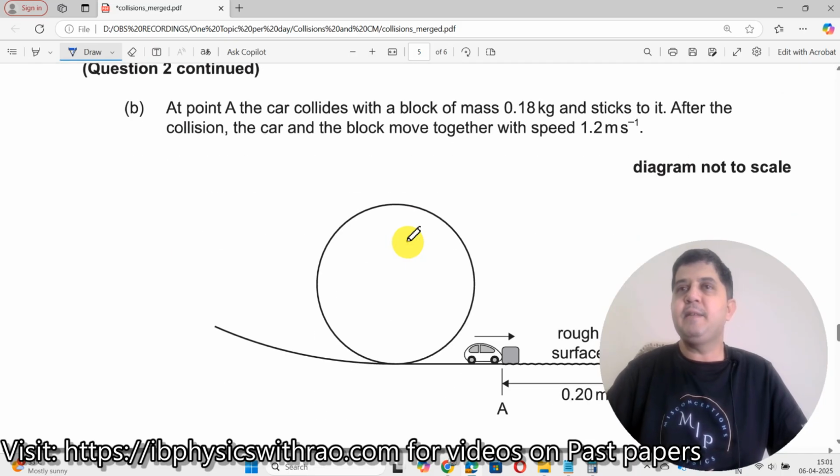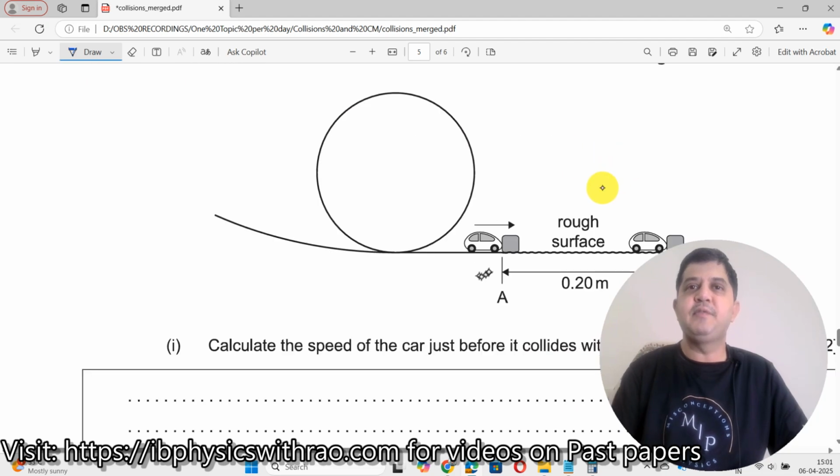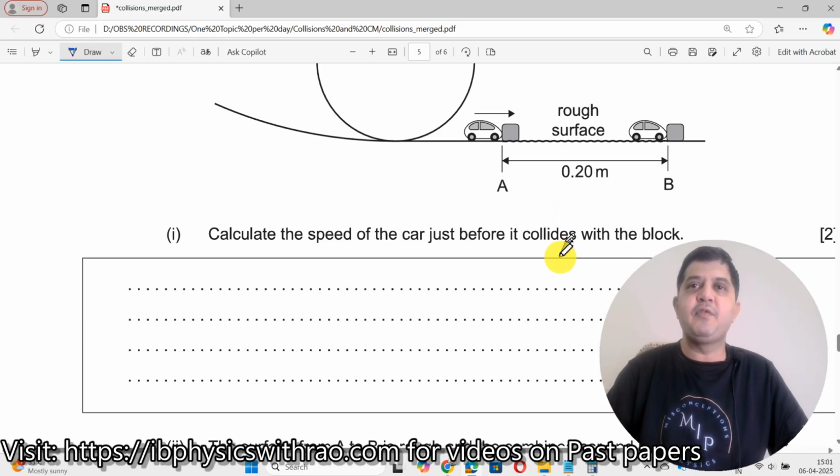At point A, the car collides with the block of mass 0.18 kg and sticks to it. After the collision, the car and the block move together with a speed of 1.2 meter per second. So it hits over here, and then it starts moving at 1.2 meter per second, right? Calculate the speed of the car before it collides with the block.